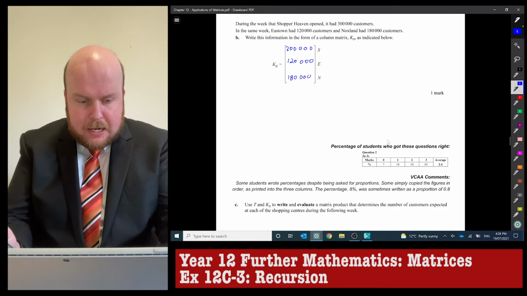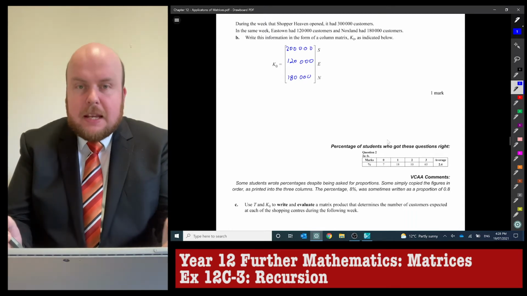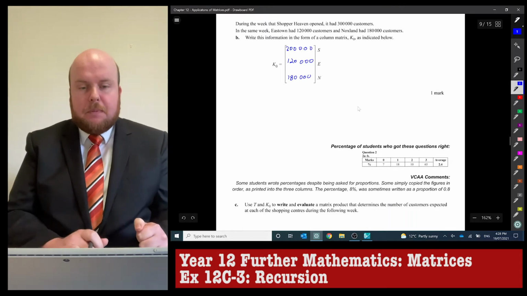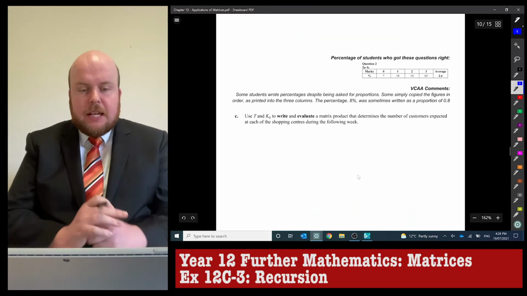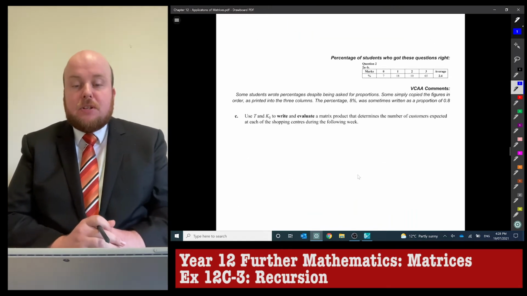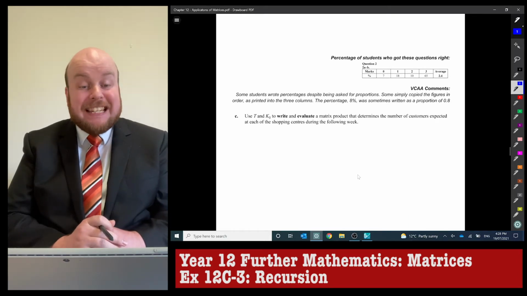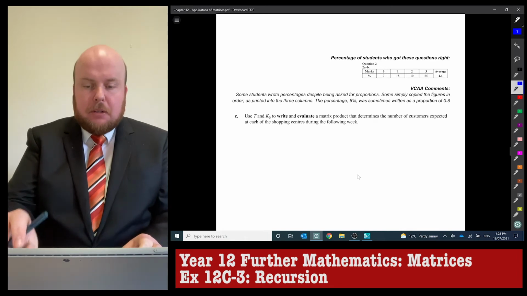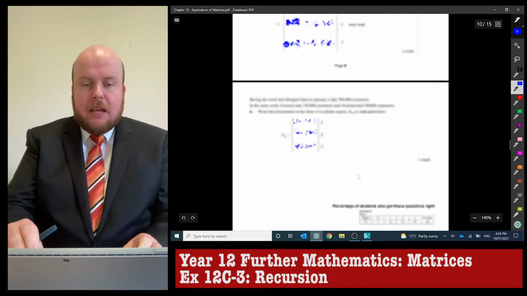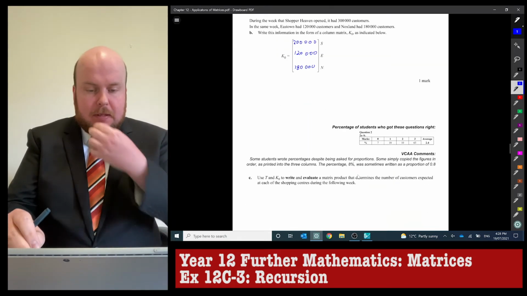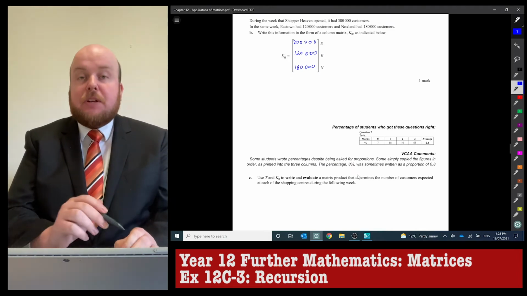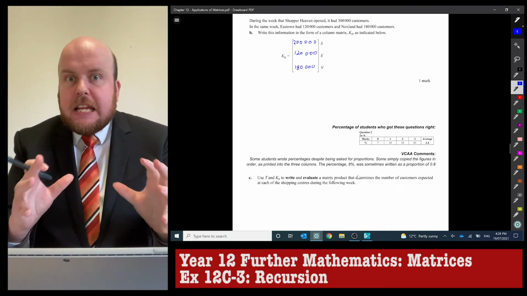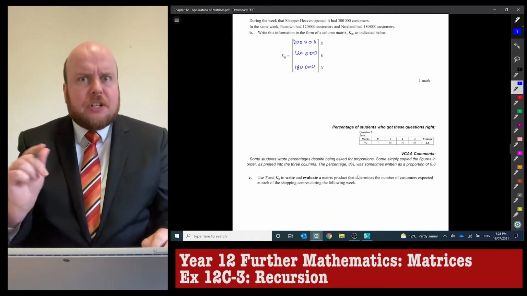I think so many of them just wrote it out as per the order, or they didn't put it in proportions. So use T and K naught to write and evaluate a matrix product that determines the number of customers expected at each of the shopping centres during the following week. So we just need to multiply our two lovely friends here. For this kind of question, we need to write and evaluate a matrix product. That means that we need to write the full equation. You can't just put an answer.